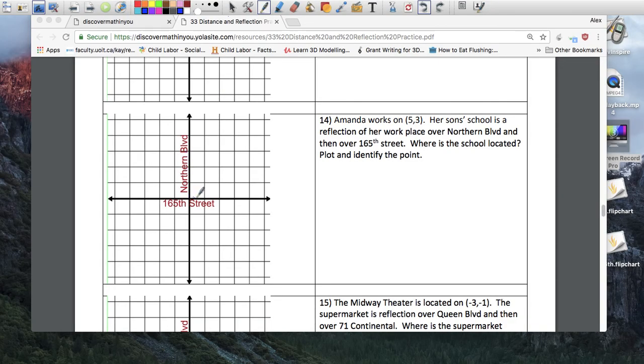Amanda works on 5 and 3. Let's find Amanda. She works on 1, 2, 3, 4, 5, and 3 up. This is her work. Her son's school is a reflection of her workplace over Northern Boulevard and then over 165th Street. So we got to cross Northern Boulevard to the other side, the same amount of blocks. That's 1, 2, 3, 4, 5. Let's go on the other side of Northern Boulevard. 1, 2, 3, 4, 5. So it's the first reflection, and then we got to cross 165th Street, the same number of blocks on the other side. So it's 1, 2, 3. We're going to cross 165th Street, and we're going to go 1, 2, 3. And this is her son's school. First we cross Northern Boulevard, and then from there we cross 165th Street. And so her school's location is going to be -5, -3.